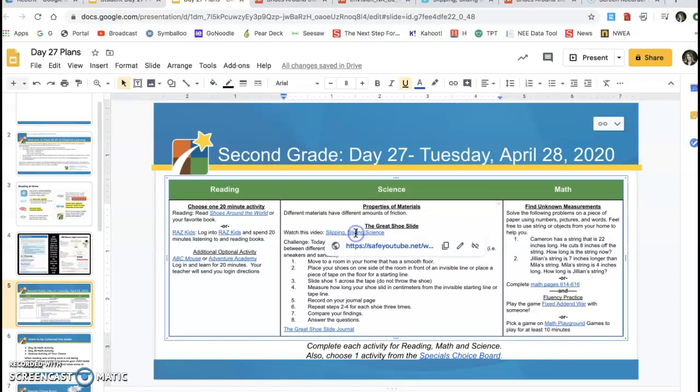So they'll watch this video. It's a safe share video. I checked to make sure it works, and it works. And it will kind of review friction with them. So if you want to have them watch that first and have them describe it to you before they do the activity, make sure they understand it, and then they can begin.